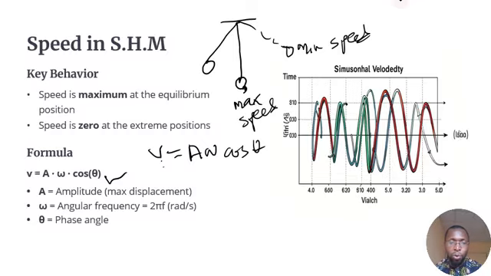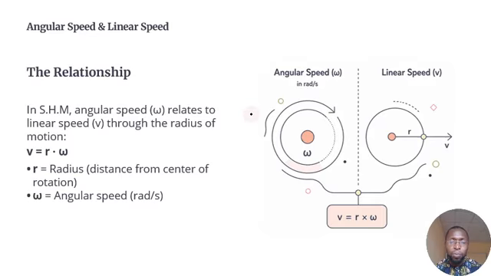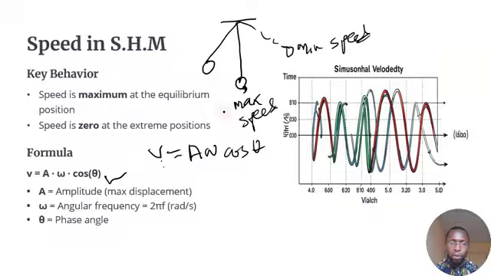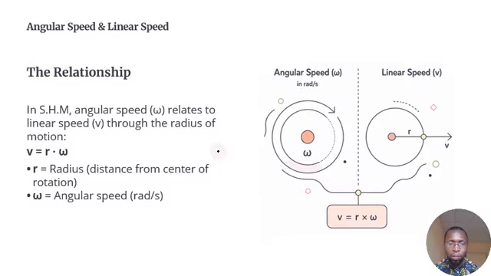So these are the concepts you should know in speed for simple harmonic motion. Now, angular speed in the first slide is related to linear speed like this. Aside from that, another relationship is this. Linear speed is related to angular speed with this formula: V equals R multiplied by angular speed. Some write it this way, but it's still the same thing. Angular speed is measured in rad per second, while radius is measured in meters. So take note of this relationship between linear speed and angular speed.